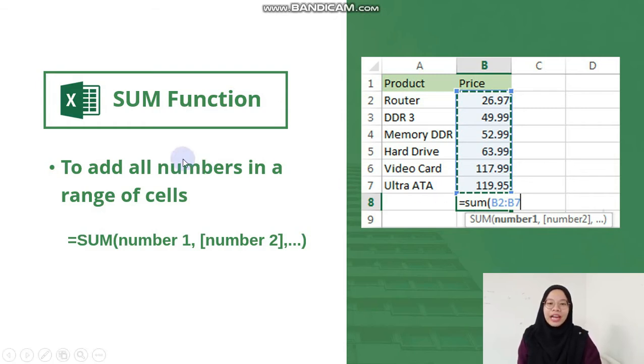So as you can see here, we have the SUM function. SUM function is used to add all numbers in a range of cells. For example here, if you want to sum up all these prices, you just have to use the SUM formula and then select all the prices that you want to sum up, and then you press enter, and Excel will generate the answer for you.